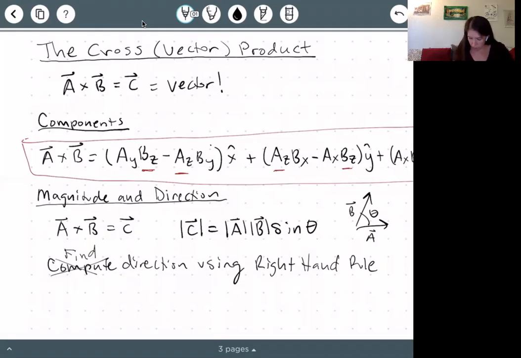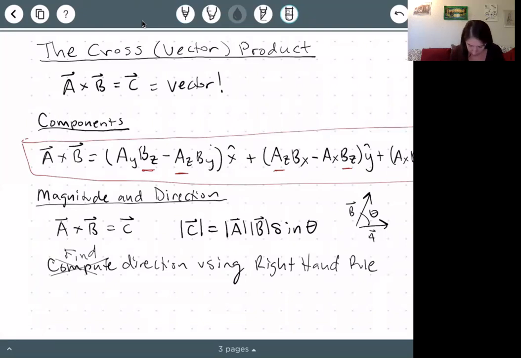Now, if B was pointing more down this way, then what would I need to do? I couldn't curl them this way. I would have to flip my hand over in order to curl them towards vector B, if B was pointing down. But B is not pointing down. As I've drawn it, it's pointing up. So I put my hand this way and curl it. Then the direction of C, so right now, my thumb is naturally pointing at me. And that's going to be the direction of the vector C. So it would be directly out of the page at me.